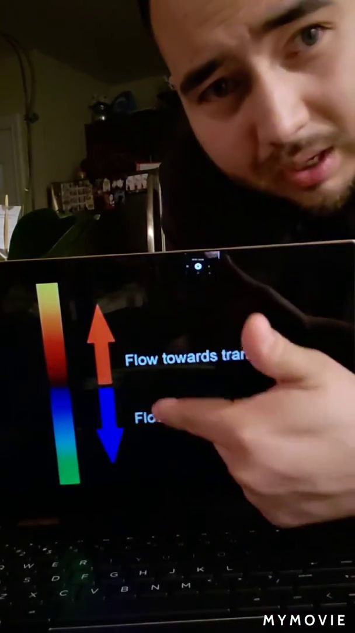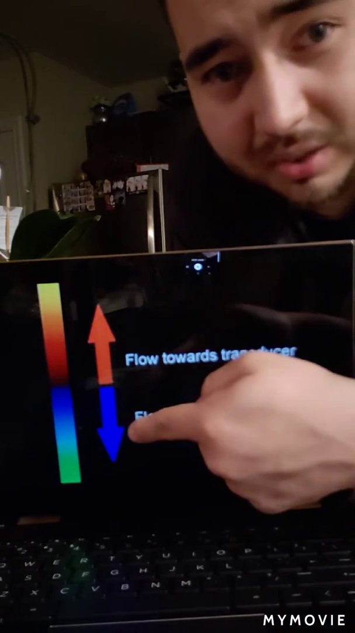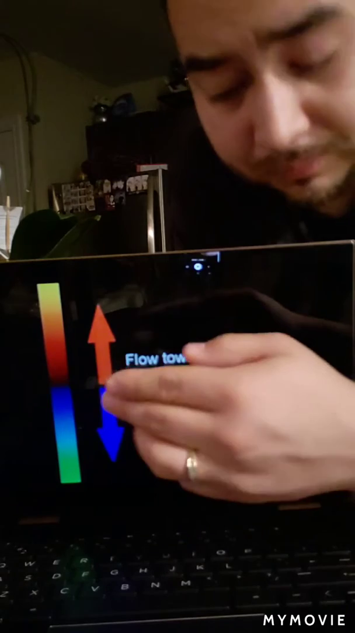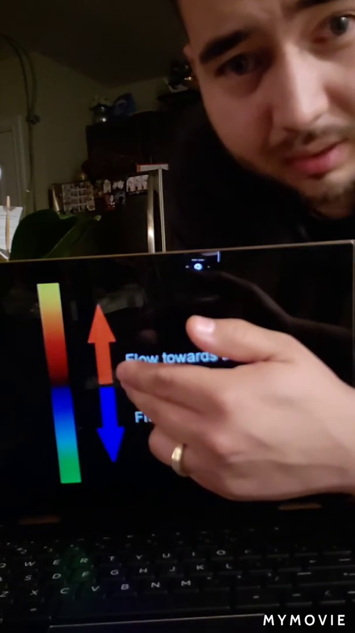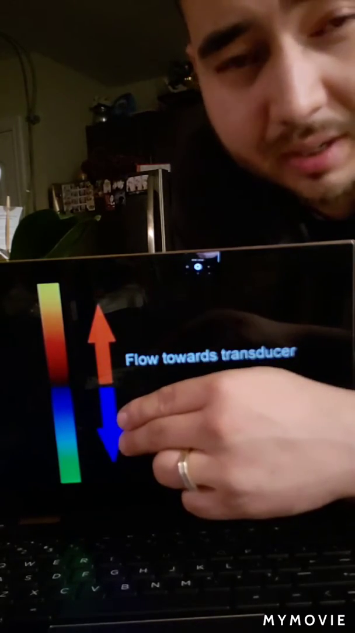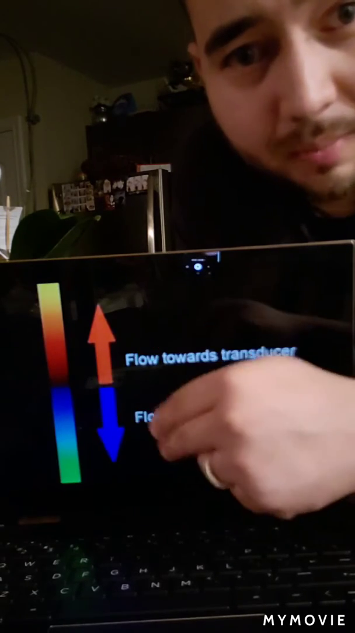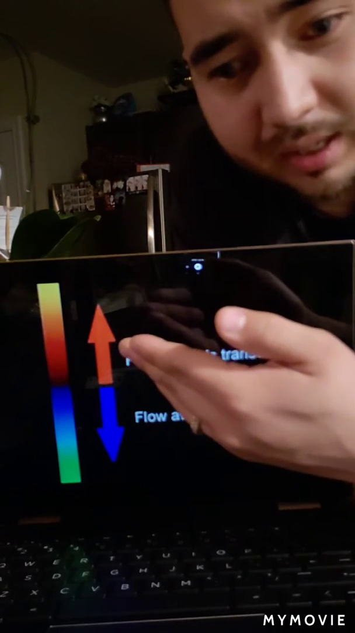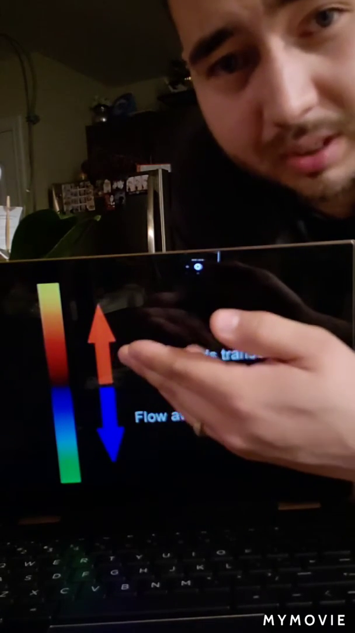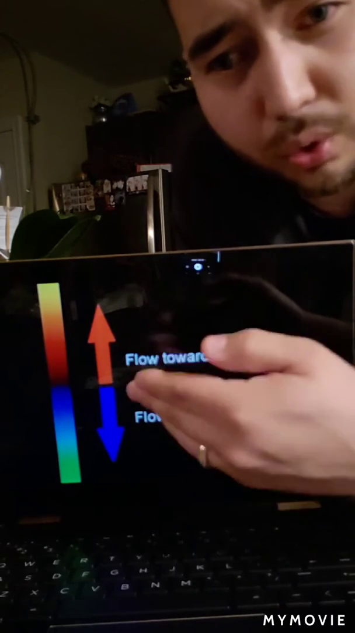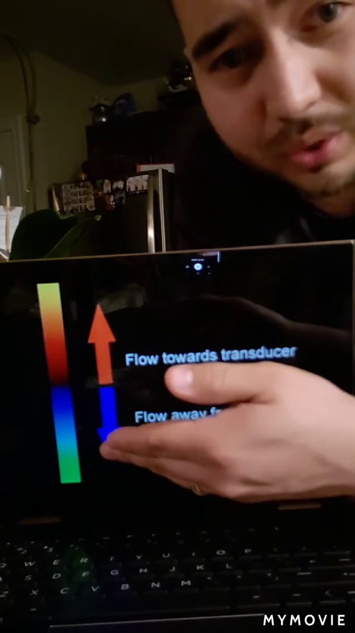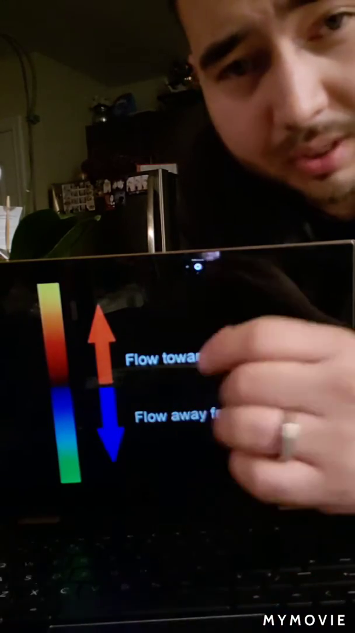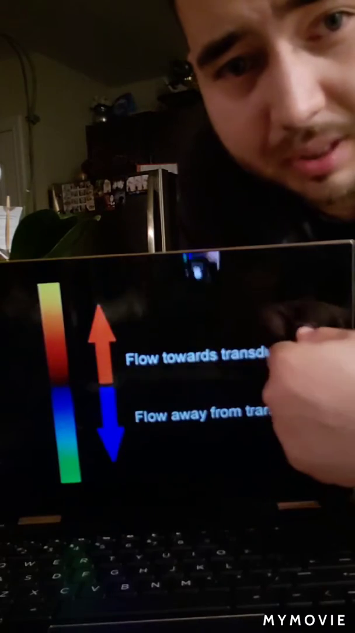So the top and bottom doesn't mean that the bottom is veins or the top is artery. It could be the opposite. Red does not mean artery. Blue does not mean vein. Blue could be on top, red could be on the bottom. It's still the same thing. So if blue was on the top, it would mean that the blood is traveling towards the transducer, and the red, if it was on the bottom, would mean the blood is traveling away from the transducer. So do not get the colors mixed up.